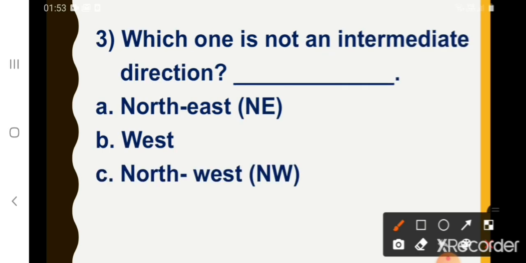Third one. Which one is not an intermediate direction? A. Northeast, B. West, C. Northwest. What's the correct answer? Yes, B. West. West is not an intermediate direction.